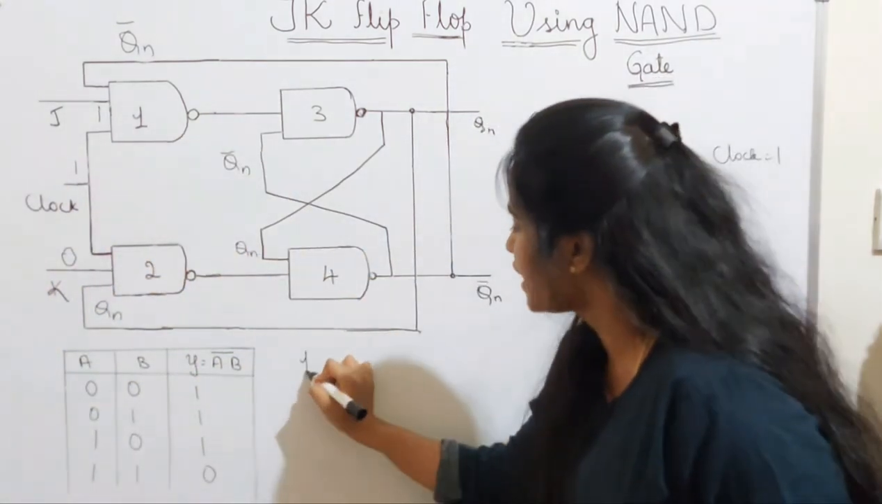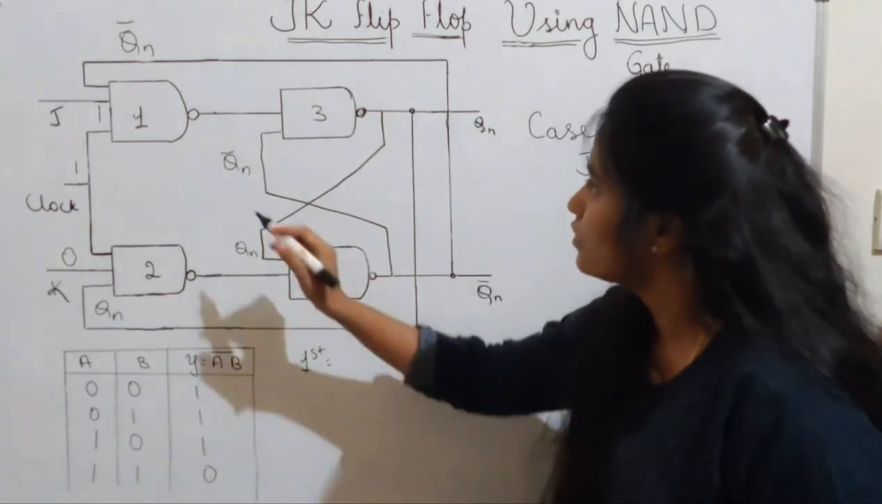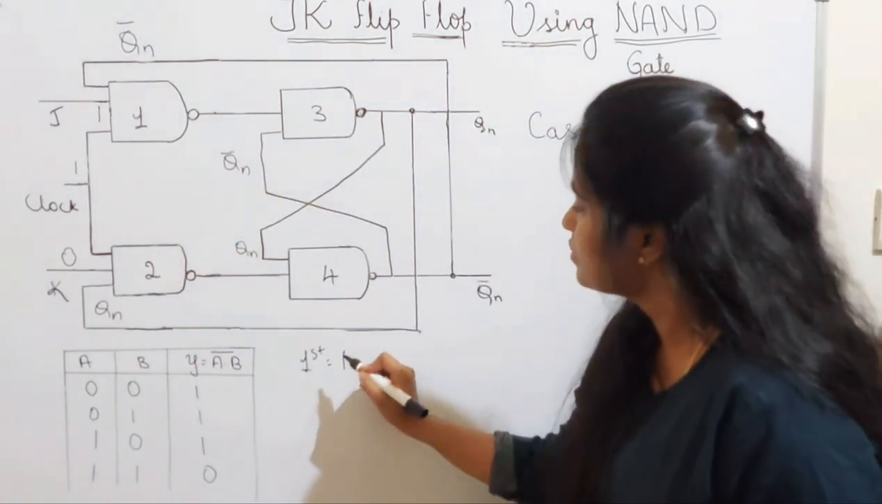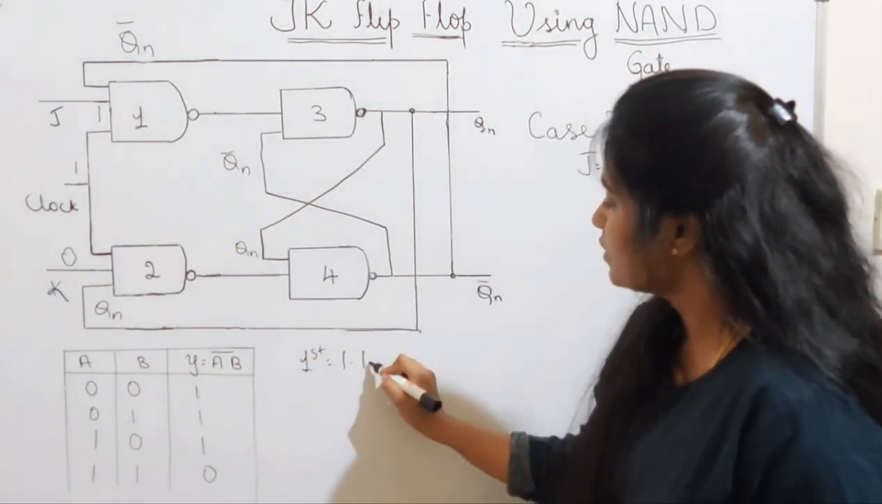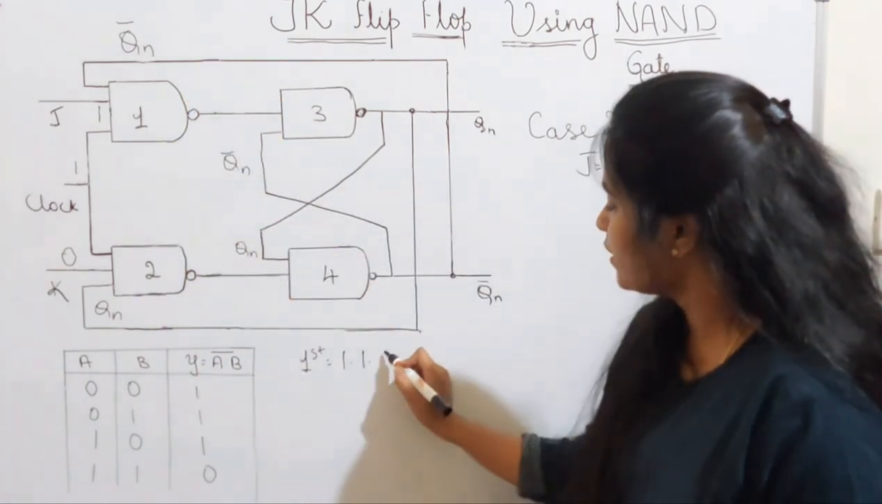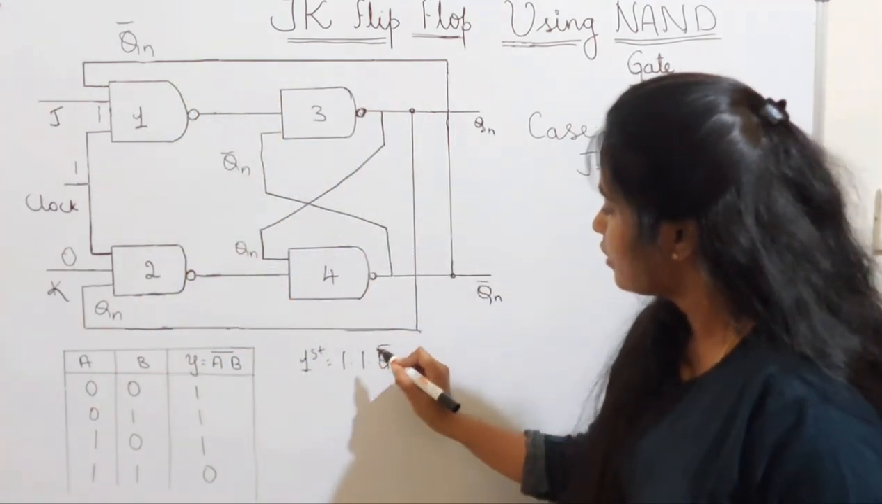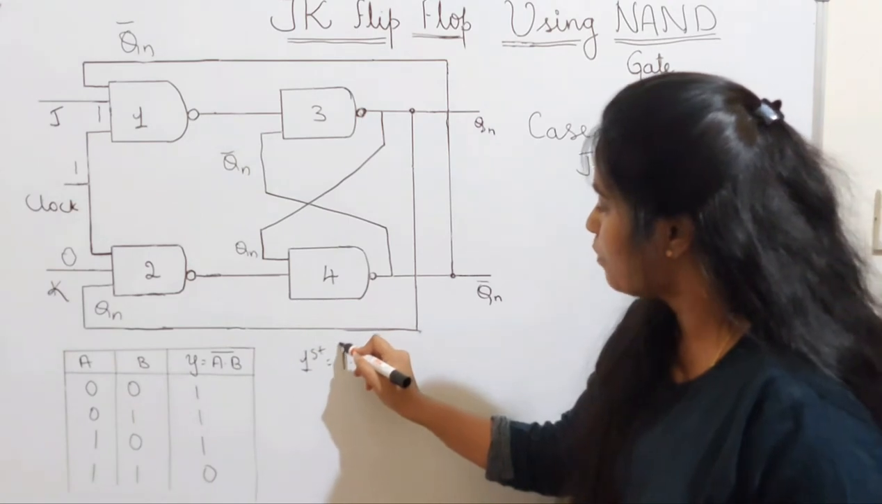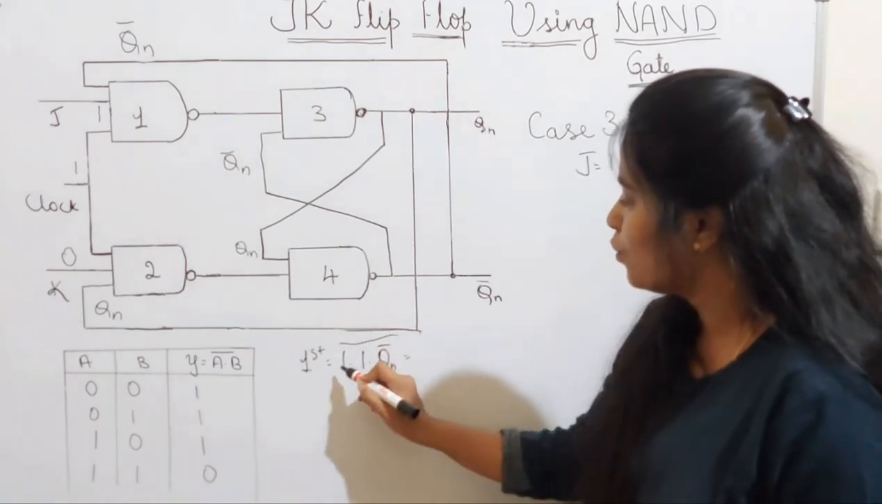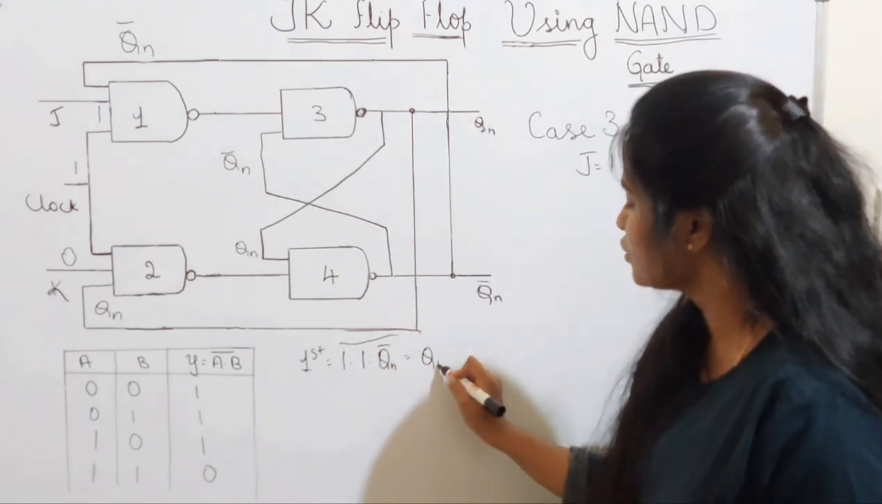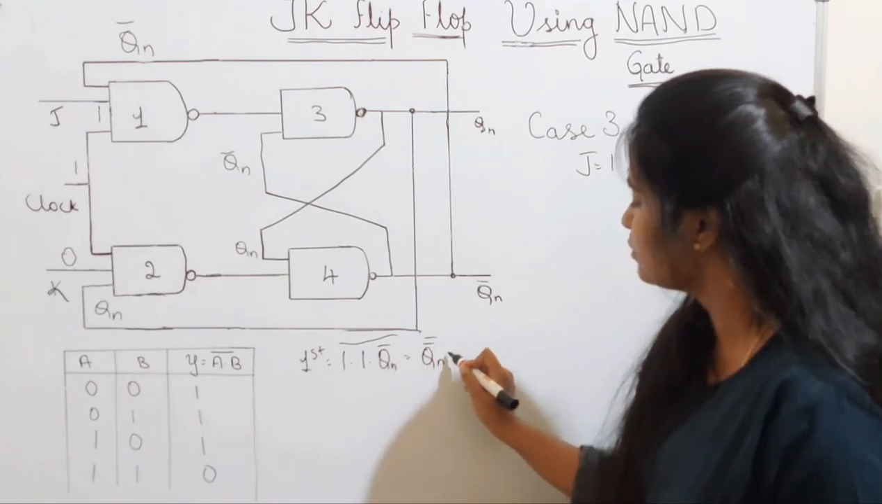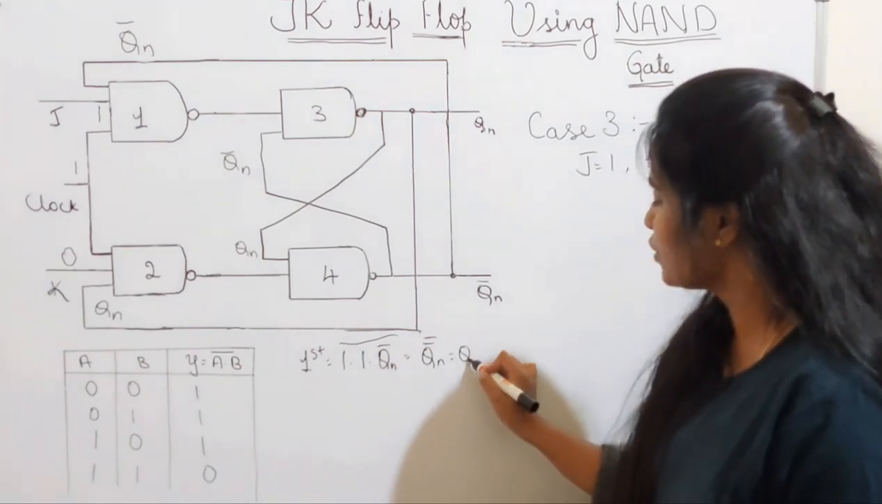Let's move on to the first NAND gate. The first input is 1, the second input is 1 and the third input is Qn complement. Reference to the expression, I am complementing all three inputs. 1 into Qn complement is Qn complement. I am writing down this complement. So the first NAND gate's output is Qn.